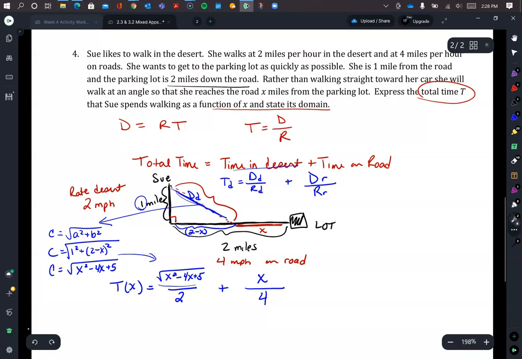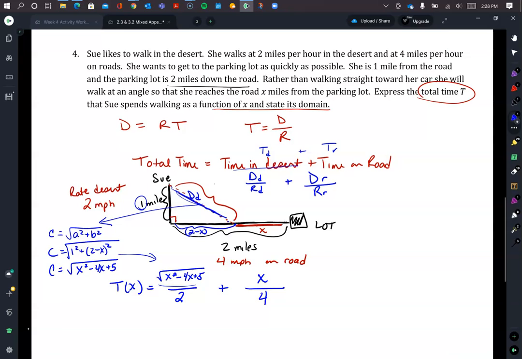What I'm looking for is that you understand that you have two pieces, the time in the desert plus the time on the road, and that you understand how to fit that together, and that it needs to be in terms of x, that you don't want to just leave it as d, because the question specifically says in terms of x. So this would be your answer for that one.